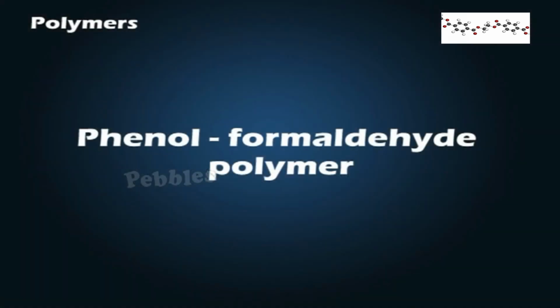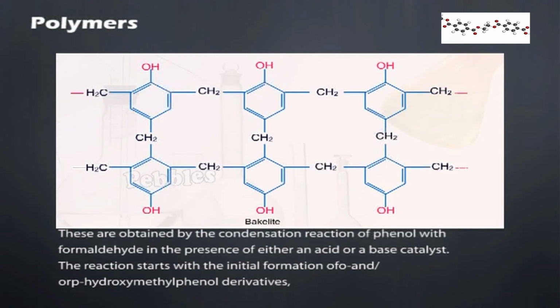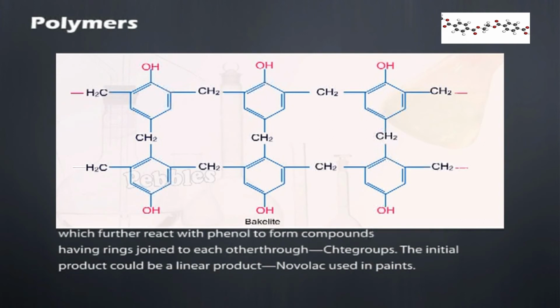Phenol formaldehyde polymer. These are obtained by the condensation reaction of phenol with formaldehyde in the presence of either an acid or a base catalyst. The reaction starts with the initial formation of o- and p-hydroxymethylphenol derivatives, which further react with phenol to form compounds having rings joined to each other through CH2 groups. The initial product could be a linear product, Novolac, used in paints.